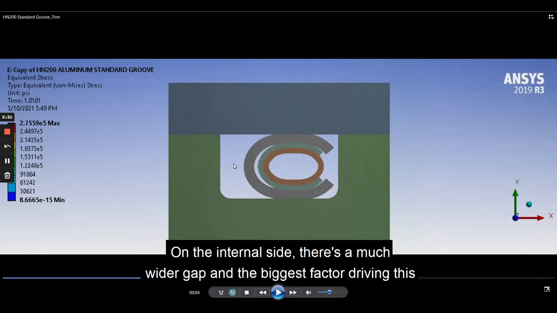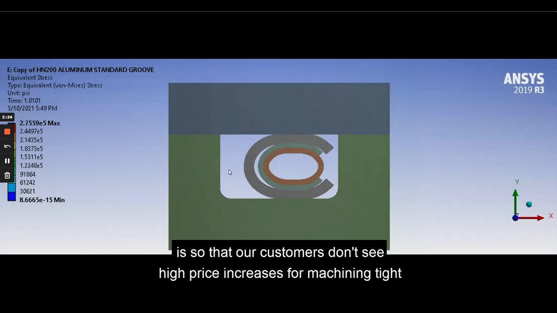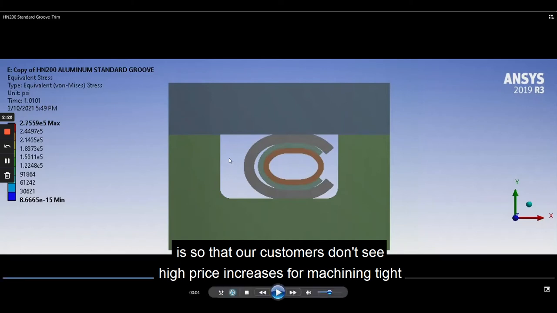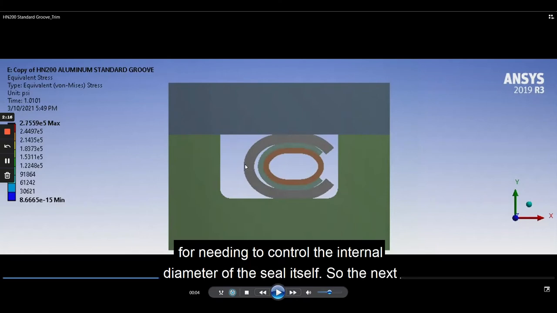On the internal side, there's a much wider gap, and the biggest factor driving this is so that our customers don't see high price increases for machining type tolerances on the internal wall of the groove, and high price increases for needing to control the internal diameter of the seal itself.